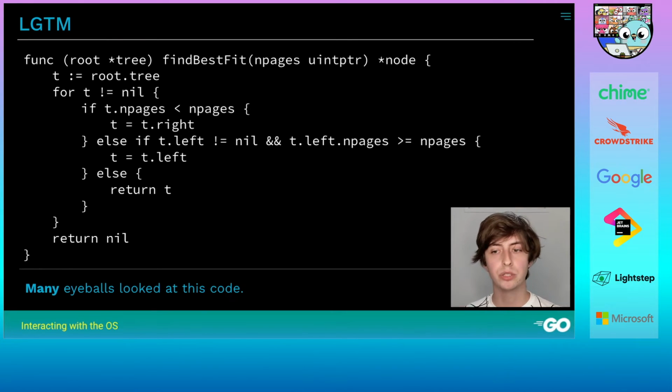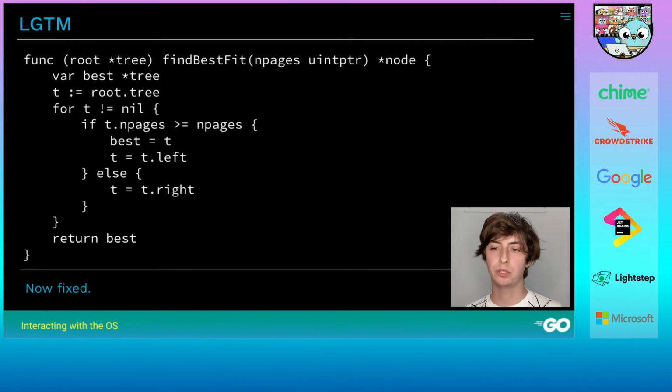I looked over this code so many times myself. Many very smart people looked over this code many times. It went through code review, and yet it's so wrong. It doesn't return the best fit at all. And that causes serious fragmentation problems. It's basically returning memory at random that satisfies the allocation. And this can have really bad pathological behavior.